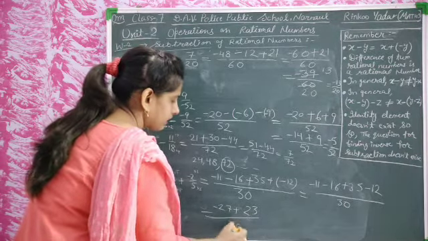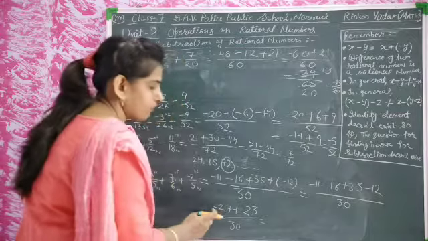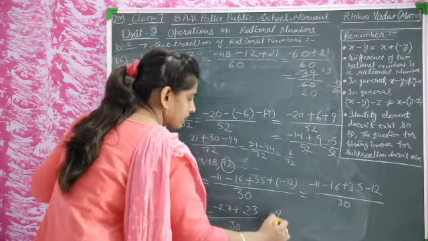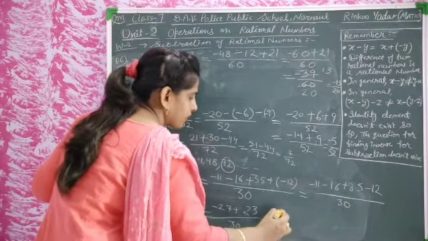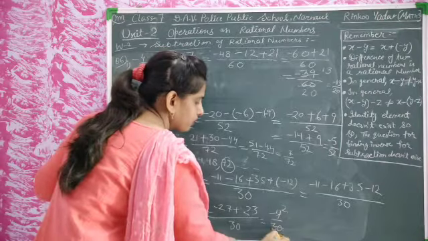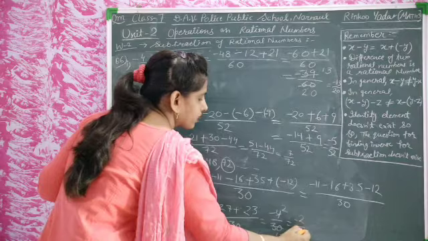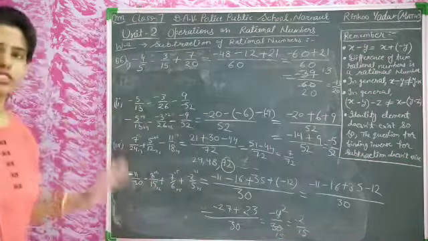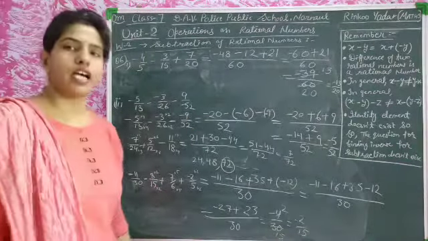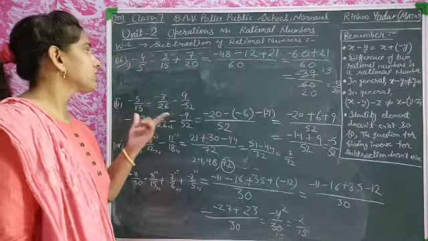23 divided by 30, and there we will get a different sign difference. So minus 4 by 30, and 2 times 2 is 4 and 2 times 15 is 30. Minus 2 divided by 15 here. Is it clear, students? This is the answer here, and this is question number 6.